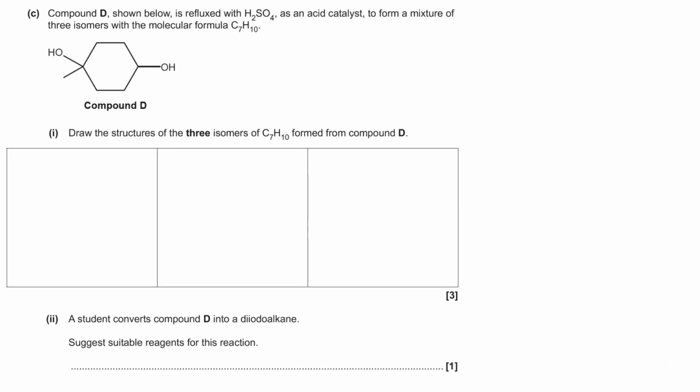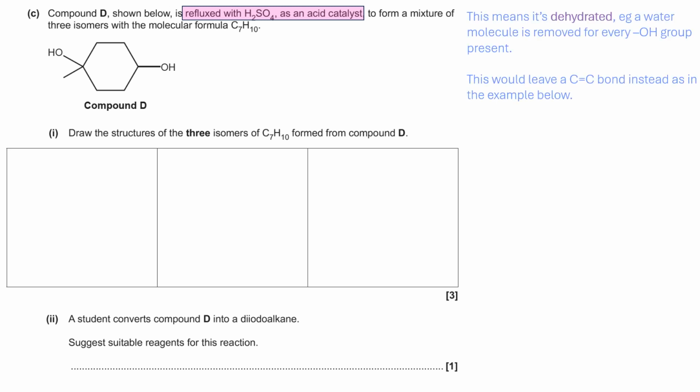So then it introduces compound D. This time it's a diol. Again, it's a cyclic compound. So what happens when it's refluxed with H2SO4? It means it's dehydrated. A water molecule is removed for every OH group present, and that would leave a carbon-carbon double bond in its place. So giving a quick example using cyclohexanol. Just to introduce the idea, this isn't compound D obviously, it's just bringing the idea into focus.